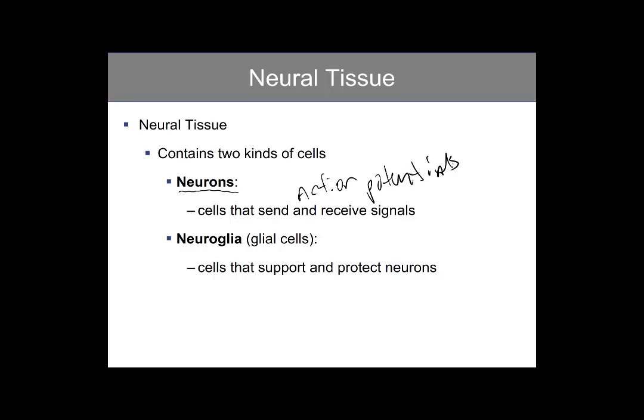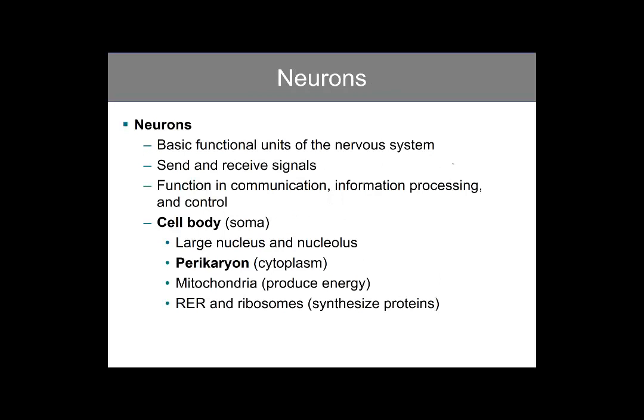The other main cell type within neural tissue are the neuroglial cells, or glial cells, and these are supportive cells. They're cells that support the neurons. Neurons are the basic functional units of the nervous system. They function in communication, they process information, as well as control.